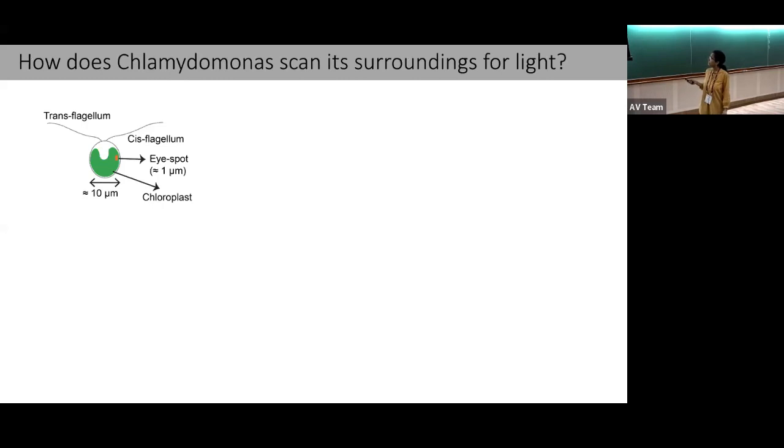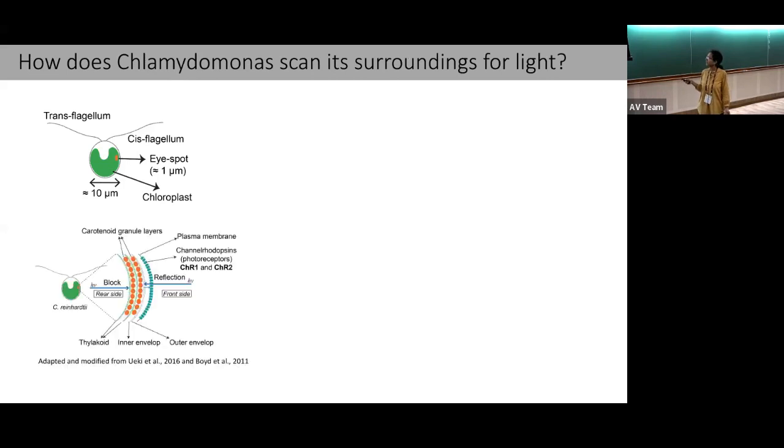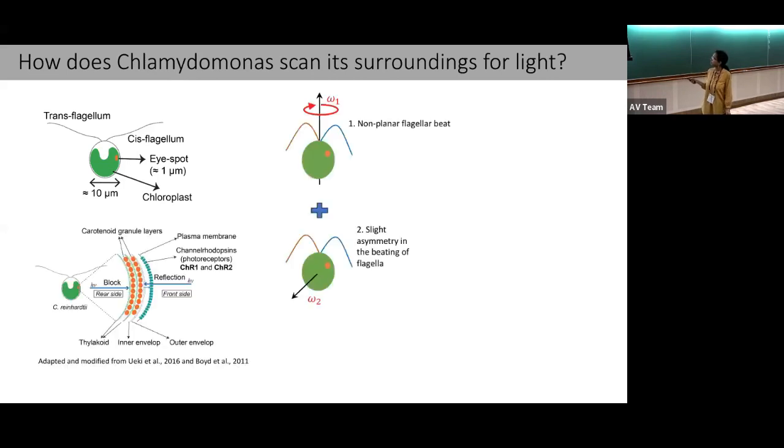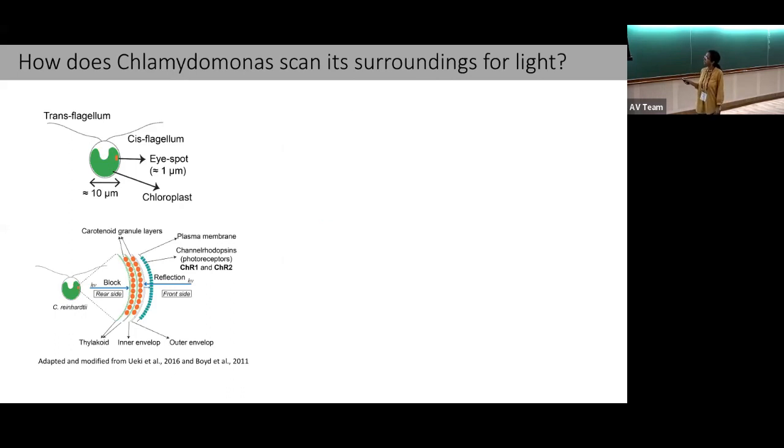So how does Chlamy scan its surroundings for light, or how does it detect it? It has a primitive version of an eye called an eye spot. These proteins are responsive to blue light. And essentially what happens is that when light falls on the eye spot, it causes downstream biochemical changes that then change the motility of the two flagella and reorient the cell towards the light. The flagellum closer to the eye spot is called cis, and the one away from the eye spot is called trans.